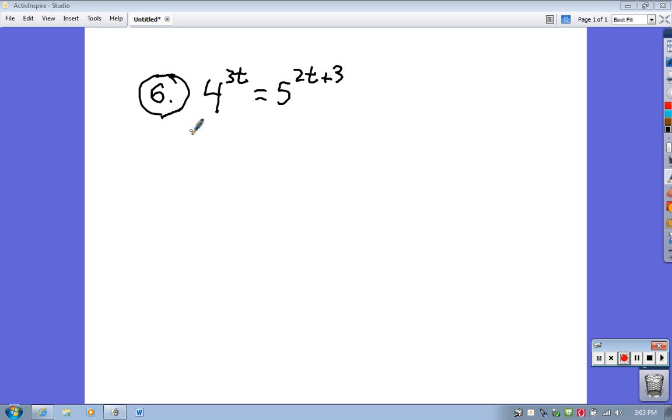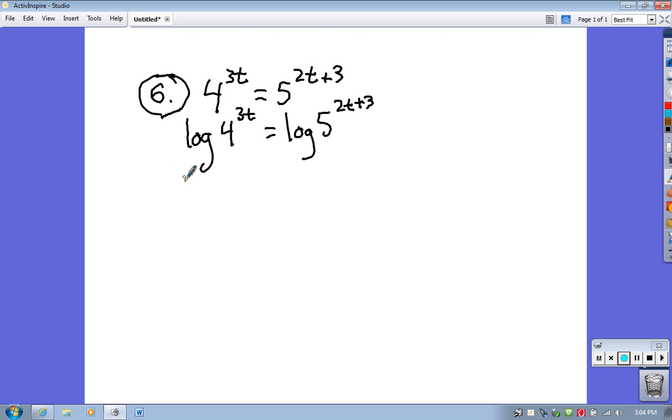So what I'm going to do is take log base 10 of both sides. So I'll go log base 10 of 4 to the 3t equals log base 10 of 5 to the 2t plus 3. And here's what's advantageous about doing that: remember when I go to expand logarithms, I can take exponents and turn them into multiplication.